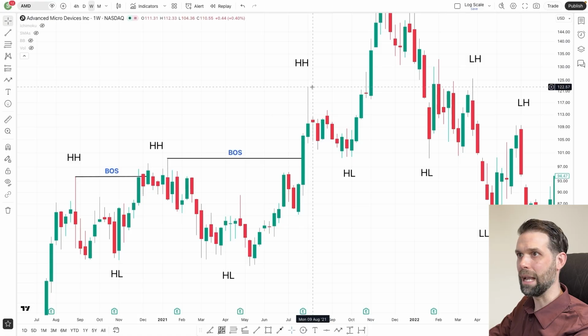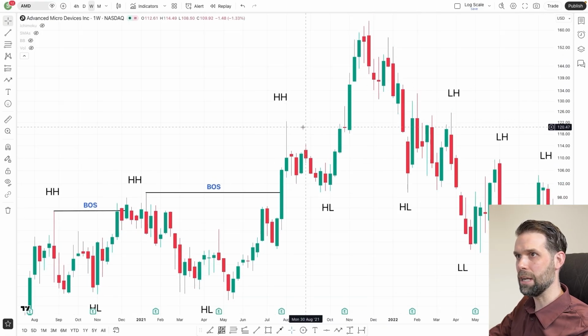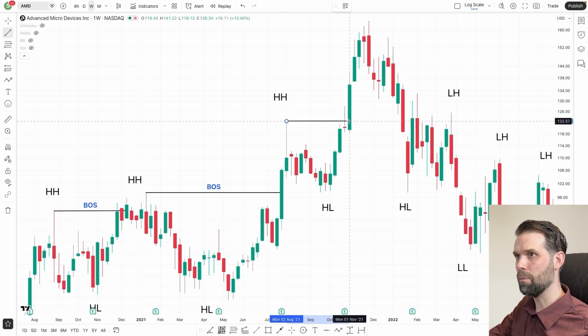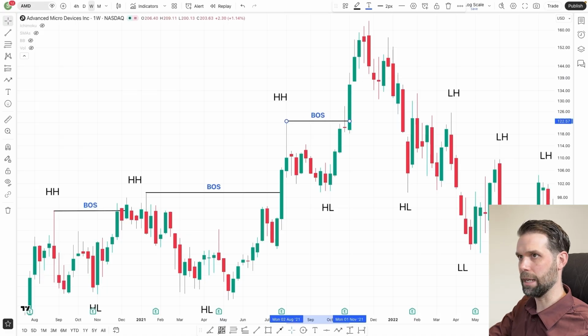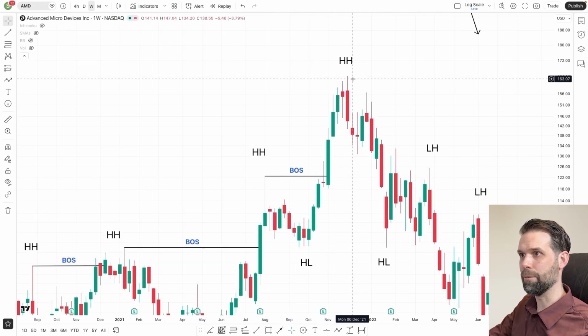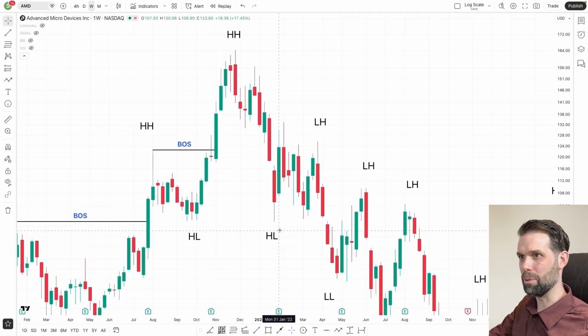And we go and we make a higher high, we make a higher low, and another green bullish candle closes above the previous high, the high wick from this area. We have another BOS right here. So we make a break of structure and we come up to a higher high. And then in this area, we can label perhaps this area as a low and this area as a lower high.